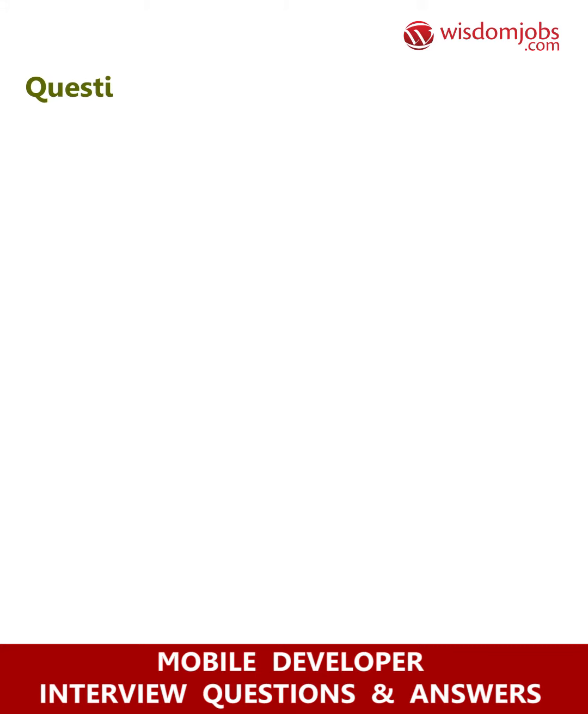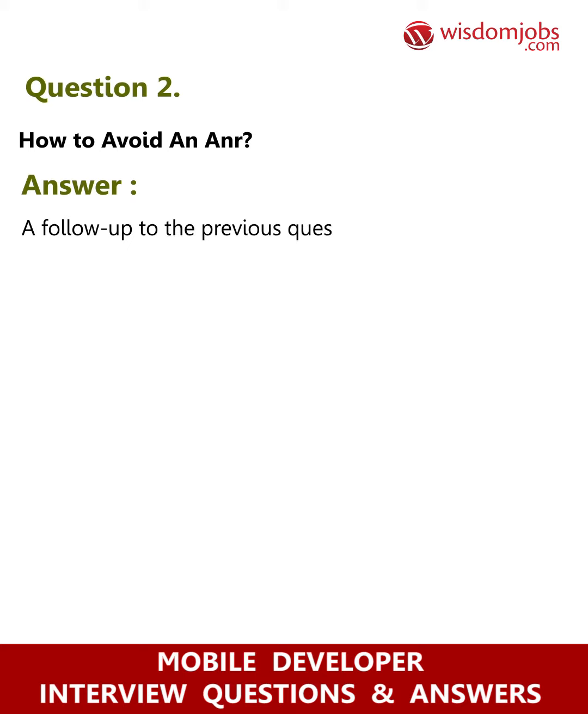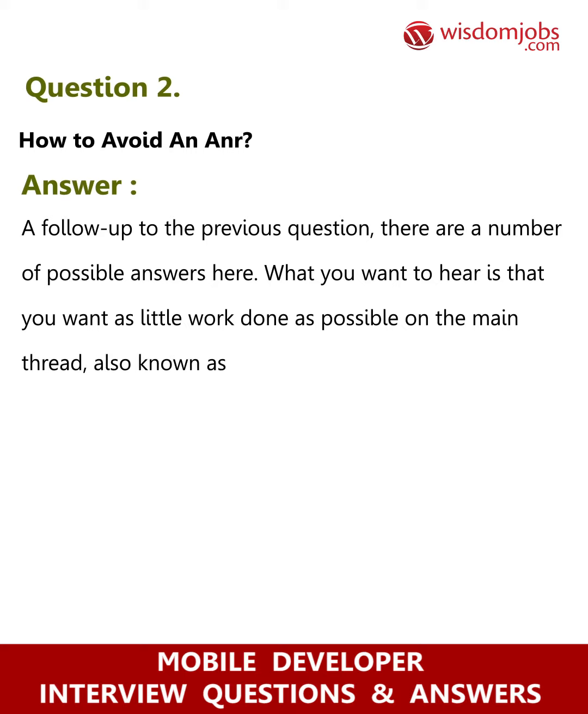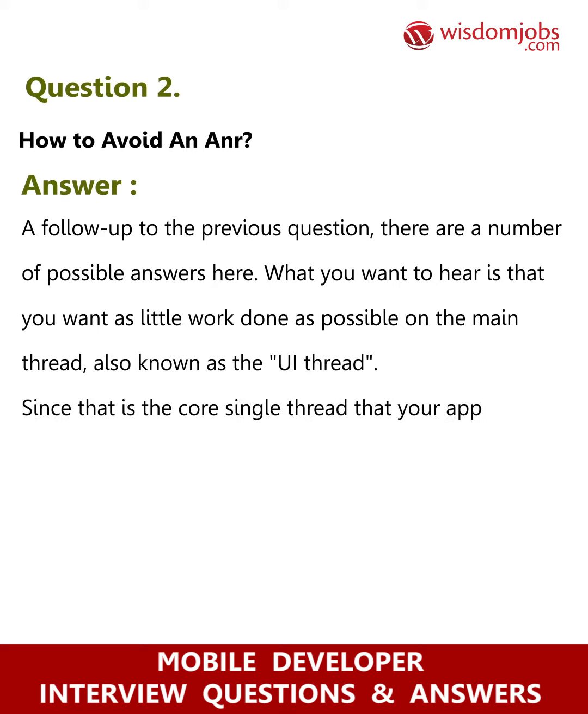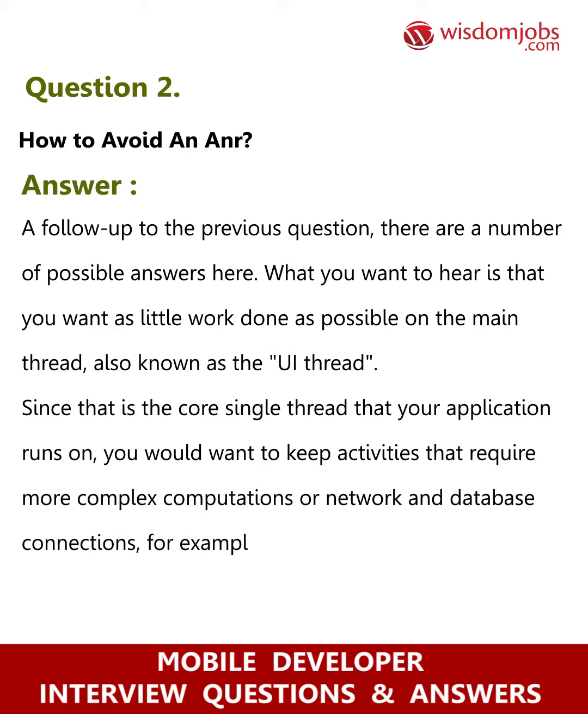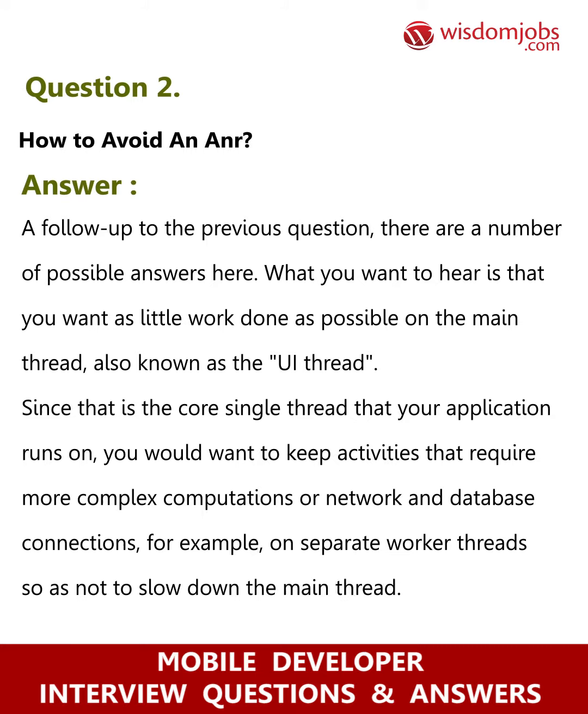Question 2. How to avoid an ANR? Answer. A follow-up to the previous question, there are a number of possible answers here. What you want to hear is that you want as little work done as possible on the main thread, also known as the UI thread. Since that is the core single thread that your application runs on, you would want to keep activities that require more complex computations or network and database connections, for example, on separate worker threads so as not to slow down the main thread.